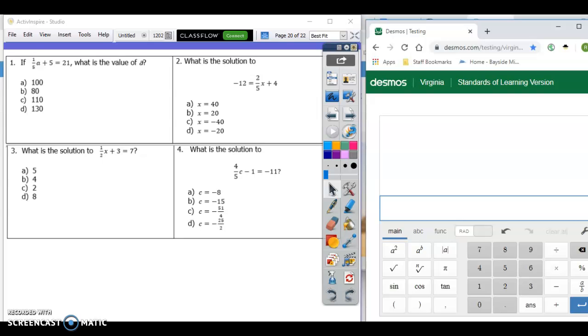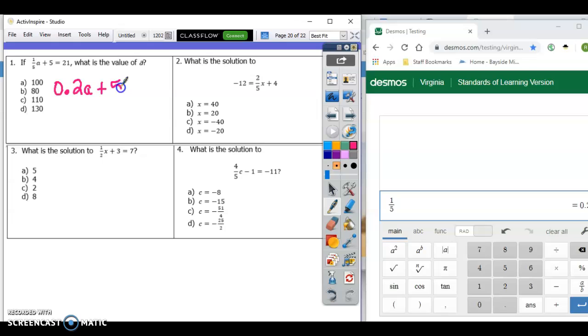Alright, so let's go over the exit ticket for today. The first problem says if 1/5 times a plus 5 equals 21, what is the value of a? So the first thing you want to do is get rid of this fraction. You can type in 1 divided by 5 on your calculator and figure out what that is if you don't know. And it is equal to 0.2. So instead of 1/5 a, you can write 0.2a plus 5 equals 21.